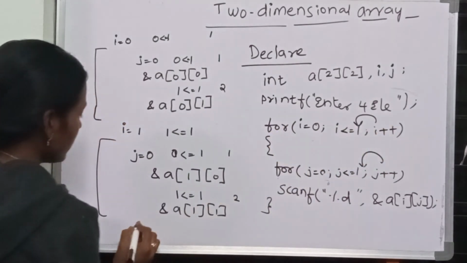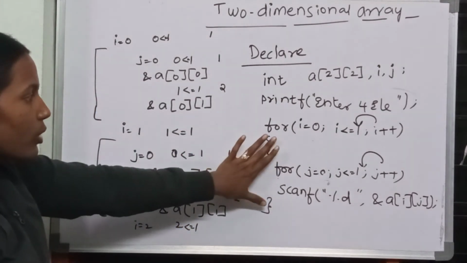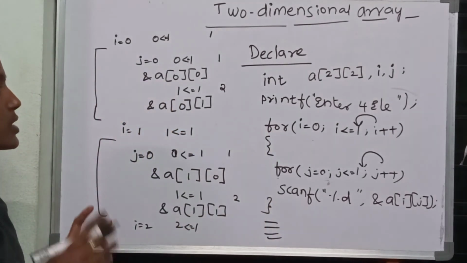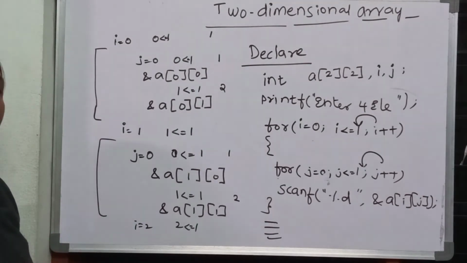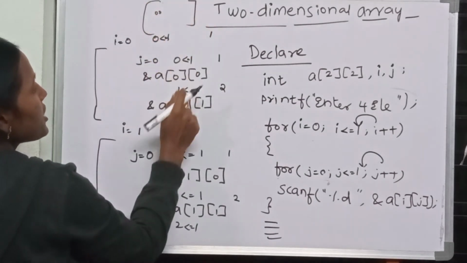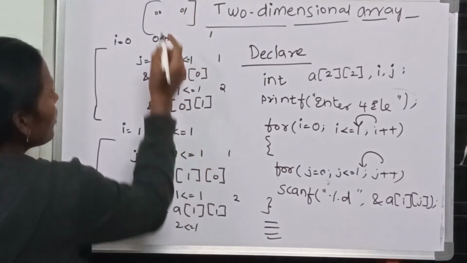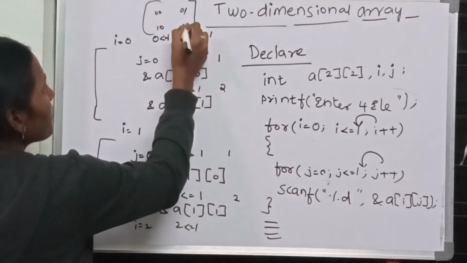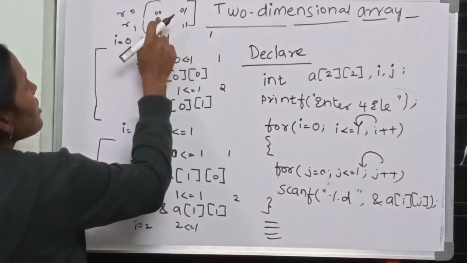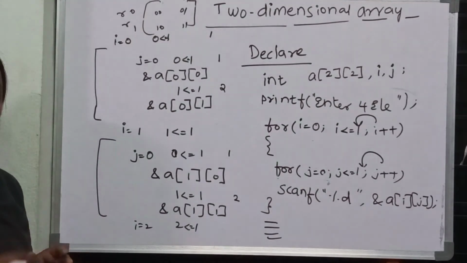Next i becomes what? i becomes 2. Is 2 less than or equal to 1? The condition is wrong, so control will never enter this block. So it comes out of the for loop. So this is the way of storing array elements in a two-dimensional array. Now what values did we accept? First the 0 0 position, next 0 1, next 1 0, next 1 1. Row 0, row 1, column 0, column 1: 0 0, 0 1, 1 0, 1 1. So this is the way of storing elements in an array.